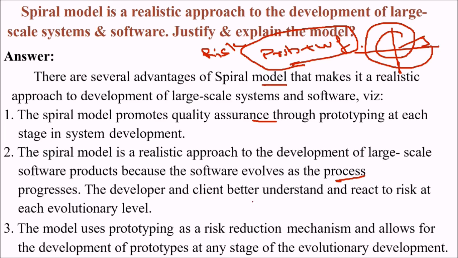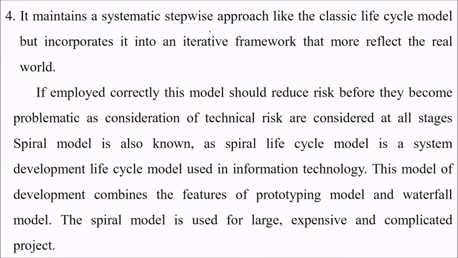The developer and the client better understand and react to the risk at each evolutionary level. The model uses prototyping as a risk reduction mechanism, and it allows for the development of prototypes at any stage of the evolutionary development. It maintains a systematic stepwise approach like the classical life cycle model, like waterfall, but incorporates an iterative framework that is more reflective of the real world. If employed correctly, this model should reduce the risks before they become problematic, as technical risk is considered at all stages.